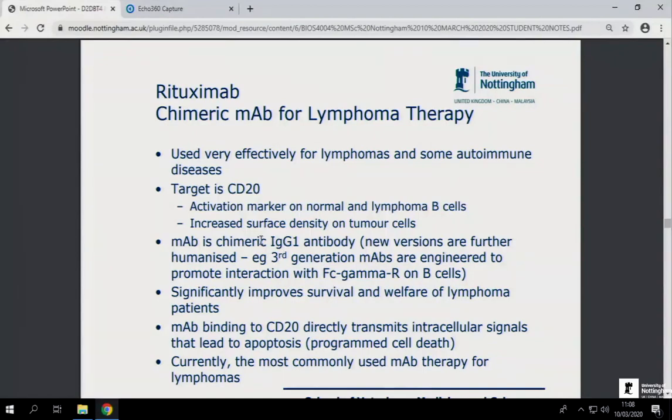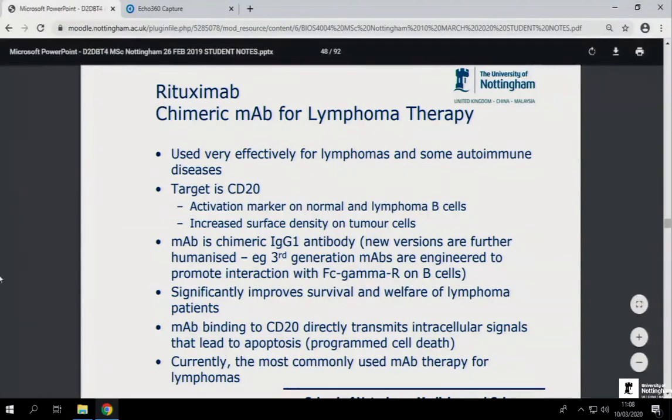That means it's a mouse antibody where you've substituted human segments into it. It's an IgG1, and there are new smart versions coming out which are humanized. That means they've even got human amino acid sequences in the Fab region. There are also other generation antibodies which have had genetic modifications of the Fc region as well. So this antibody has been messed about with quite a lot, but it's now a long way down the line.